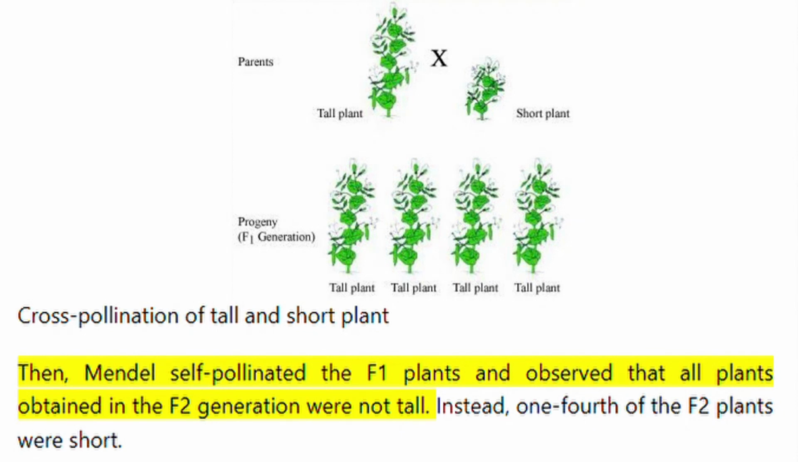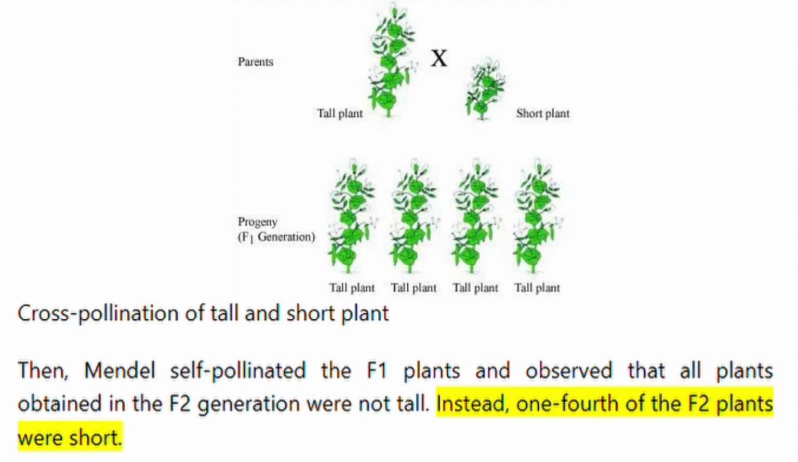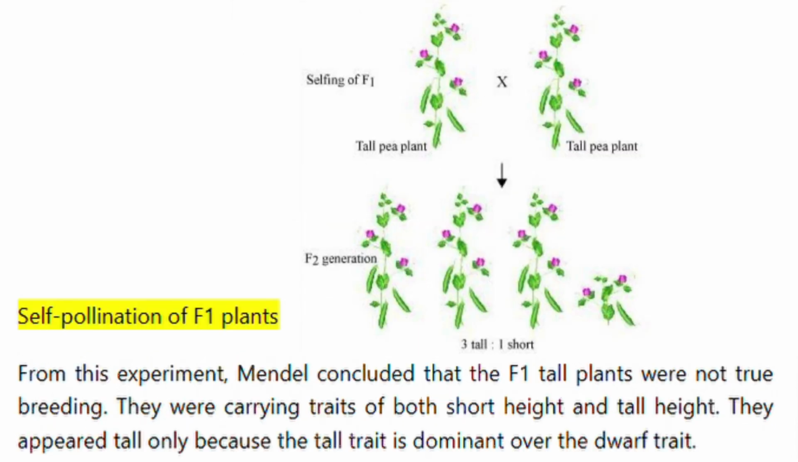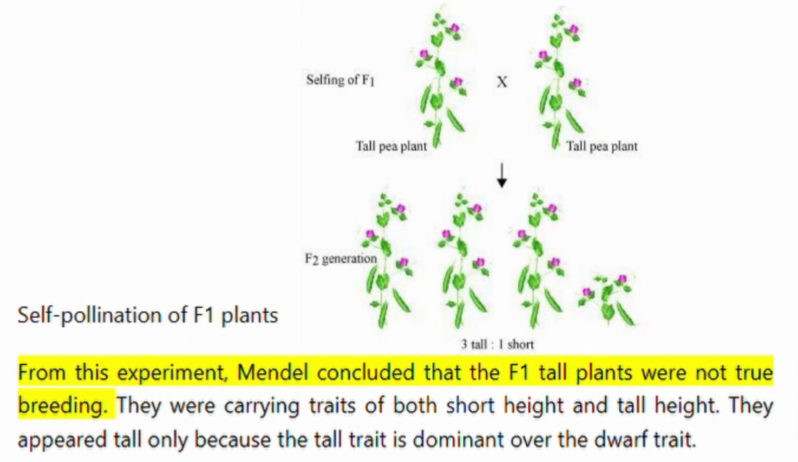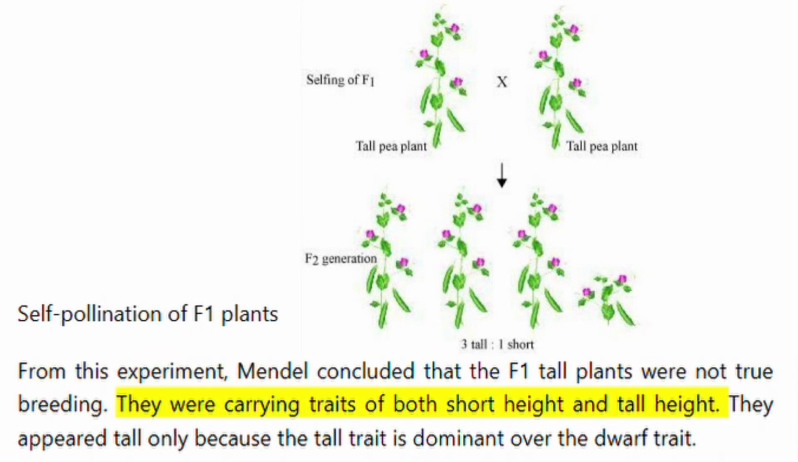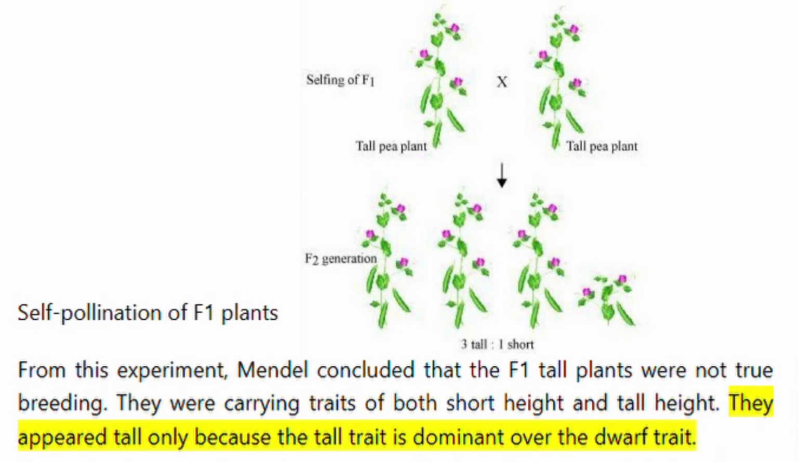Then, Mendel self-pollinated the F1 plants and observed that all plants obtained in the F2 generation were not tall. Instead, 1/4 of the F2 plants were short. Self-pollination of F1 plants. From this experiment, Mendel concluded that the F1 tall plants were not true breeding. They were carrying traits of both short height and tall height. They appear tall only because the tall trait is dominant over the dwarf trait.